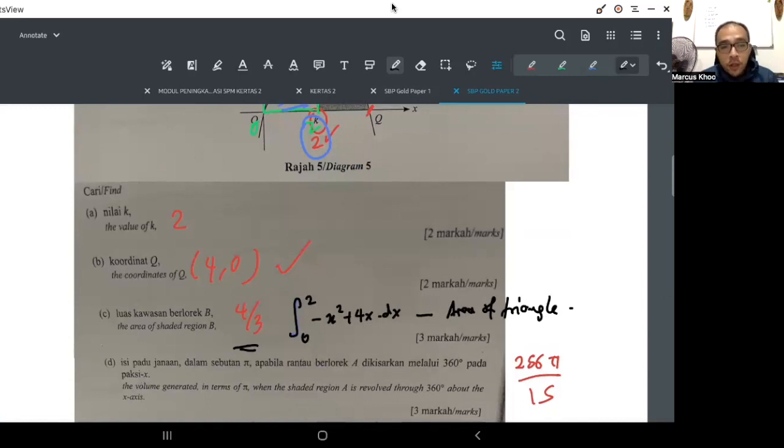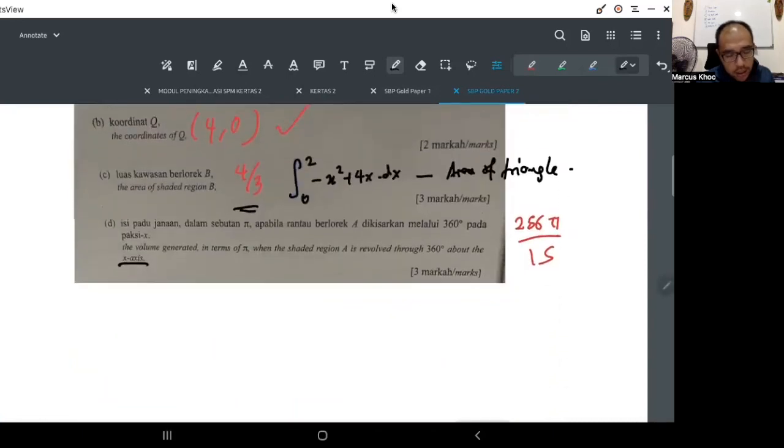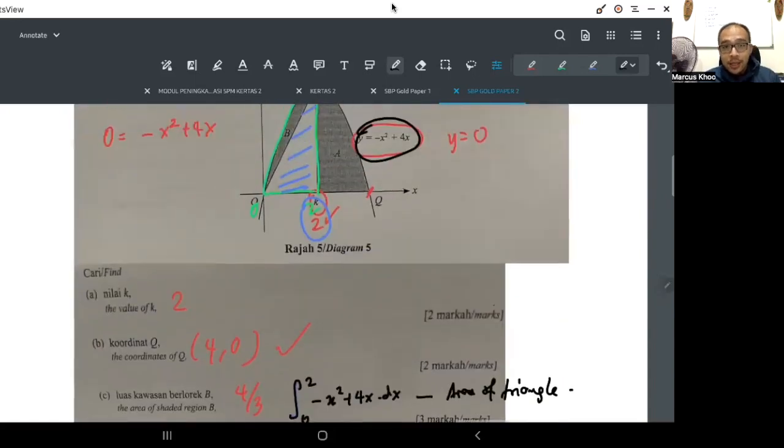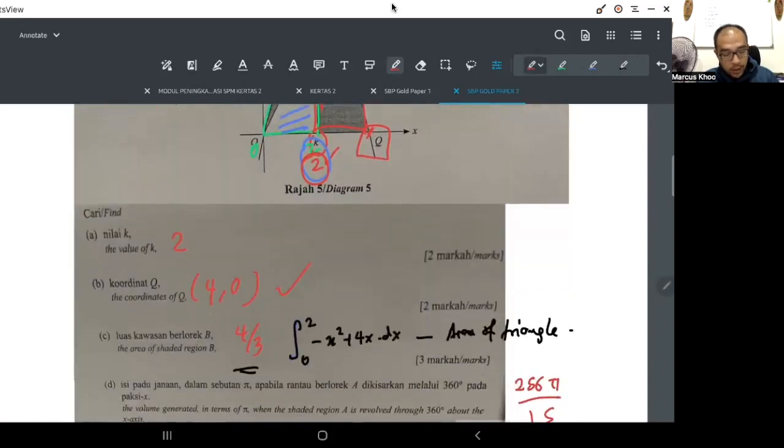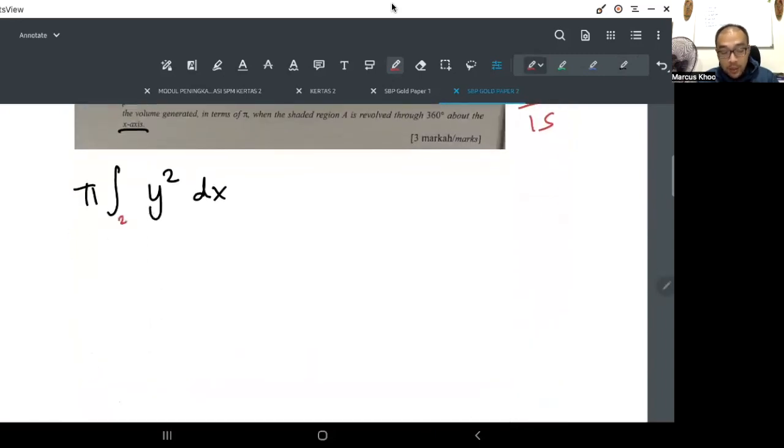Okay, now the volume generated in terms of pi when the shaded region A is revolved 360 degrees about the x-axis. Volume generated about the x-axis means we want dx. Pi, that means this has to be y squared dx because we want it to be about the x-axis. We need the x coordinates. So this whole section of A over here is from 2 until what is this coordinate? 4. Okay, so we want the integral from 2 to 4 of y squared.